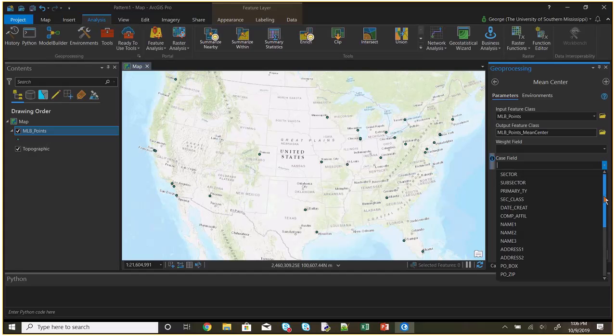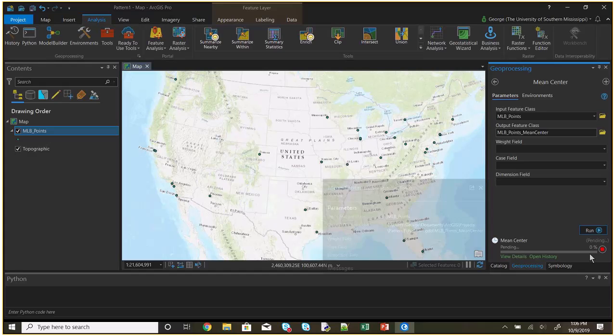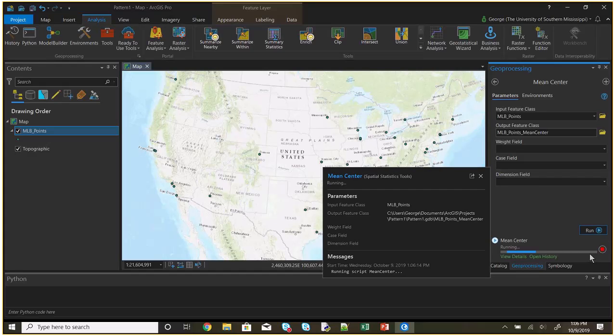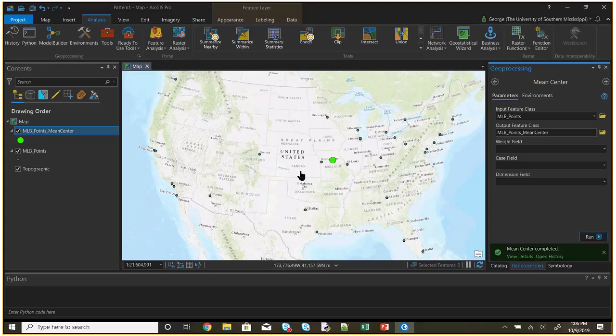So let's just run it without any of these for now. Run it. Okay, so the result here is right there. That's the average location. If we average all the x's and all the y's, just by default we get that. I said I was close. It's close to Illinois, right?